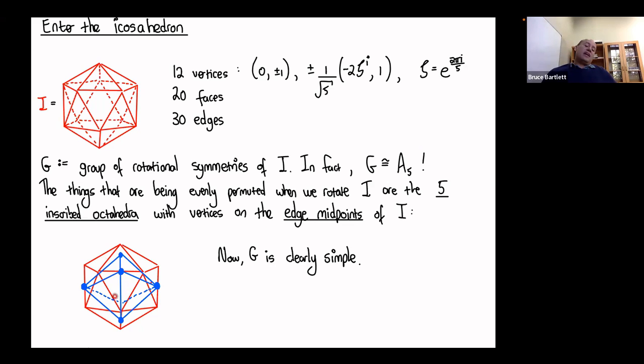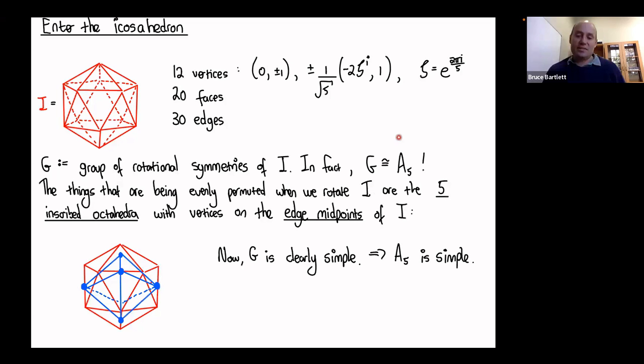Now, the group of rotations of the icosahedron is clearly simple. It has no normal subgroups. The reason is that to be a normal subgroup means you must be closed under conjugation. If you contain one of these rotations, say about a vertex, then you must contain all rotations about vertices. On the other hand, if you contain all rotations about vertices, then you must contain rotations around edge midpoints and face midpoints, because they can be expressed as a product of rotations around certain vertices. So in other words, if you're a normal subgroup, then you're the whole group.